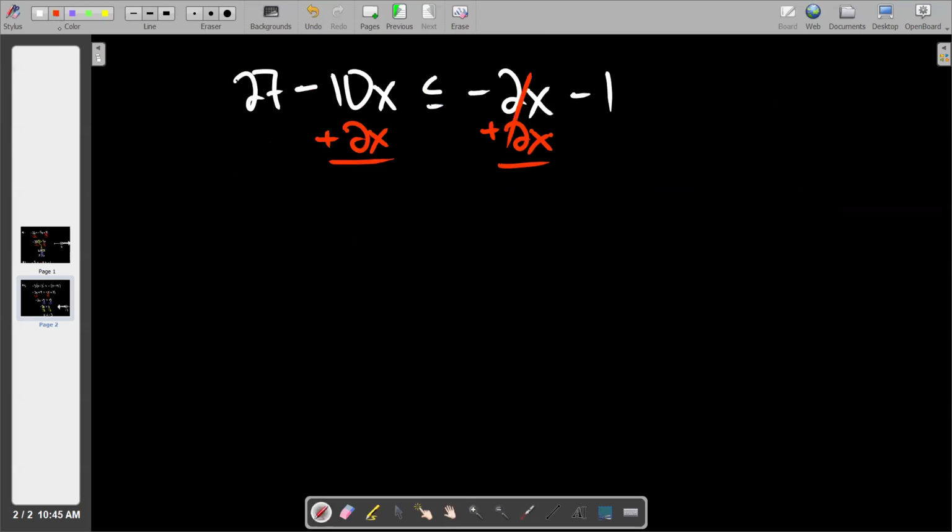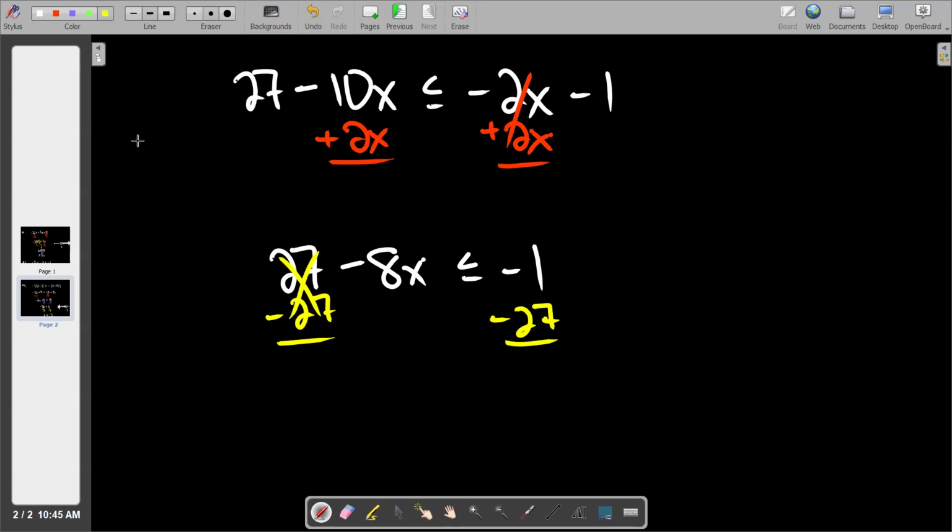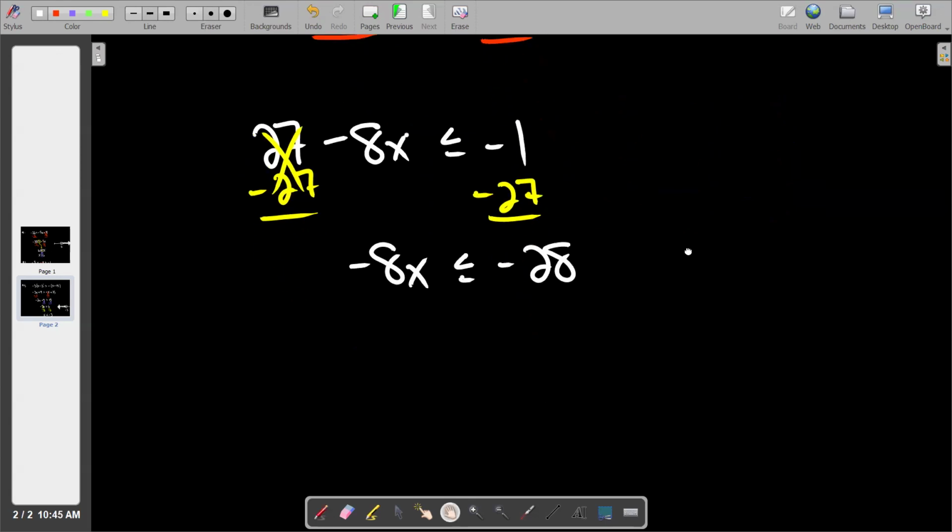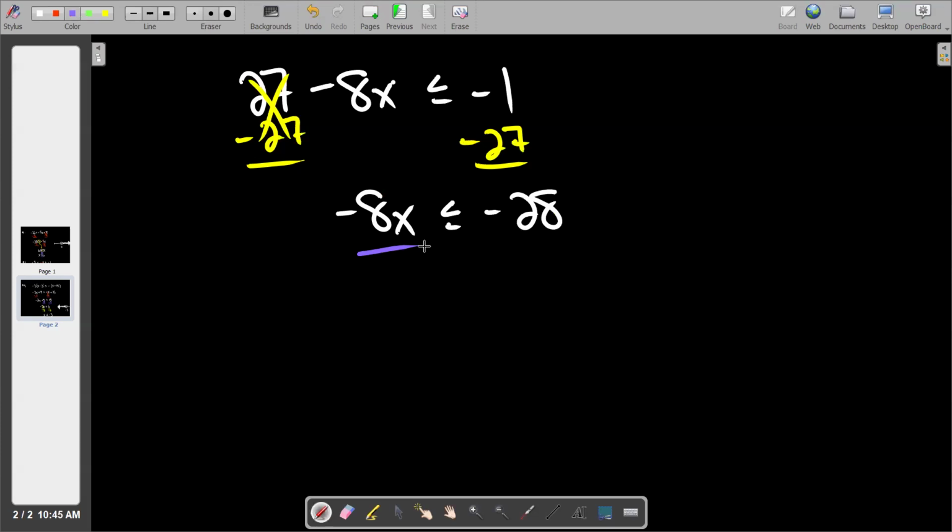And so when I cross those out, I'm going to be left with 27 minus 8x is less than or equal to negative 1. Next step, I'm going to subtract 27 from both sides like this. And I'm going to be left with negative 8x is less than or equal to negative 28. And in the final step, I am going to divide both sides by negative 8. And so when all is said and done, I wind up with x all by itself.